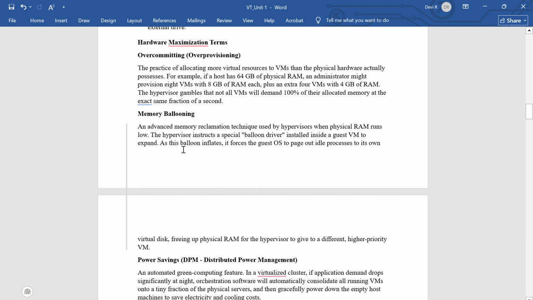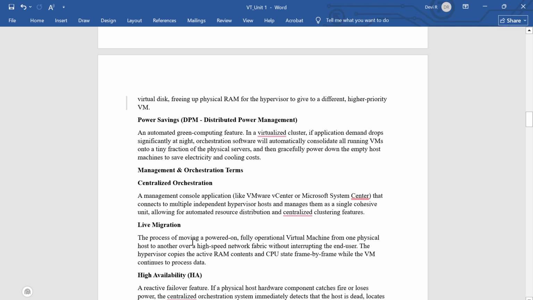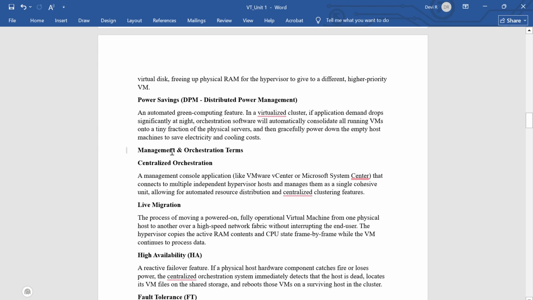So first, while it is allocating, it will be low. So the balloon driver will manage it to expand the memory and provide it to the VM. And next comes power savings, where we are going to use distributed power management, an automated green computing feature in a virtualized cluster.